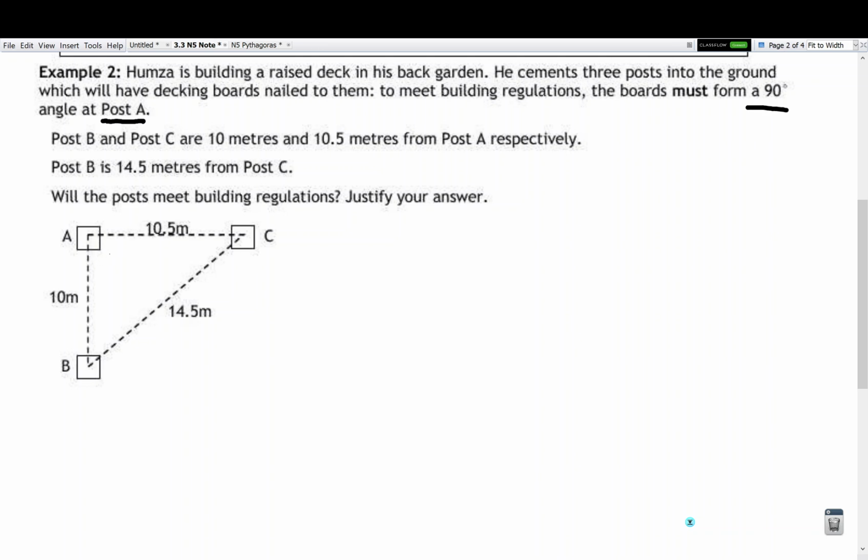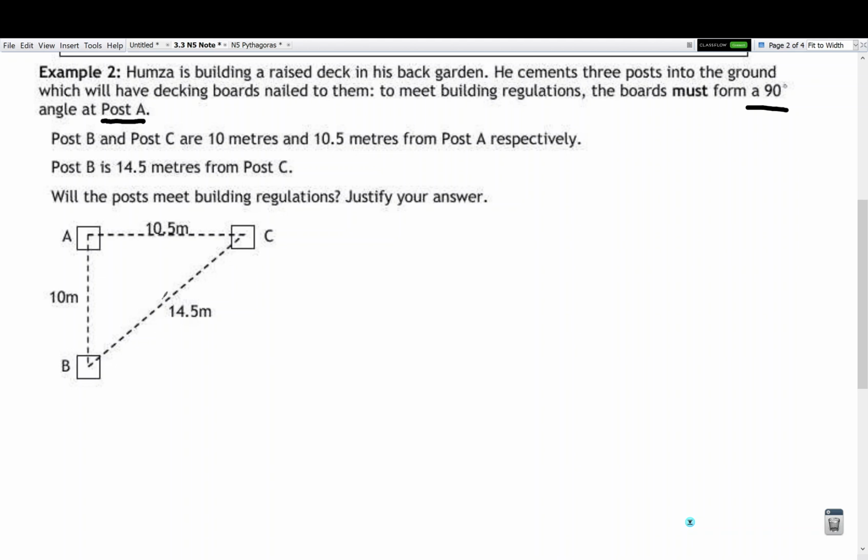We don't know if it is or not. That's the whole point of this question. So we can't put a right angle in there. It looks like a right angle, but we don't know for certain until we actually calculate it. So it says post B and post C are 10 metres and 10.5 metres from post A. So that's represented by A to B being 10 metres, A to C being 10.5 metres. And post B is 14.5 metres from post C.